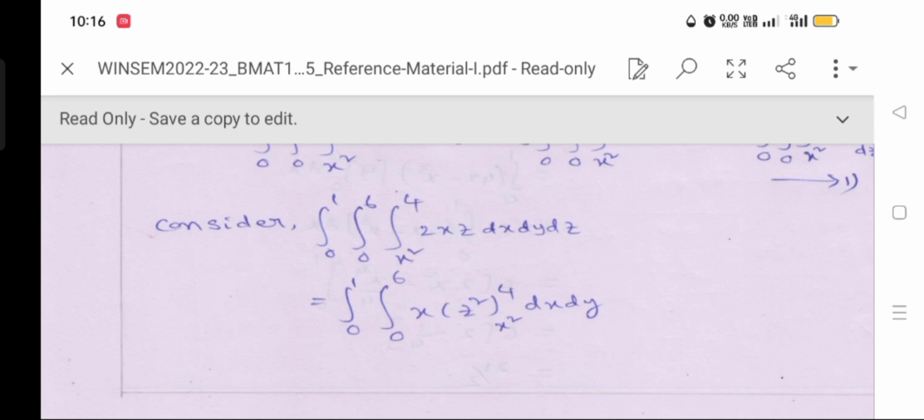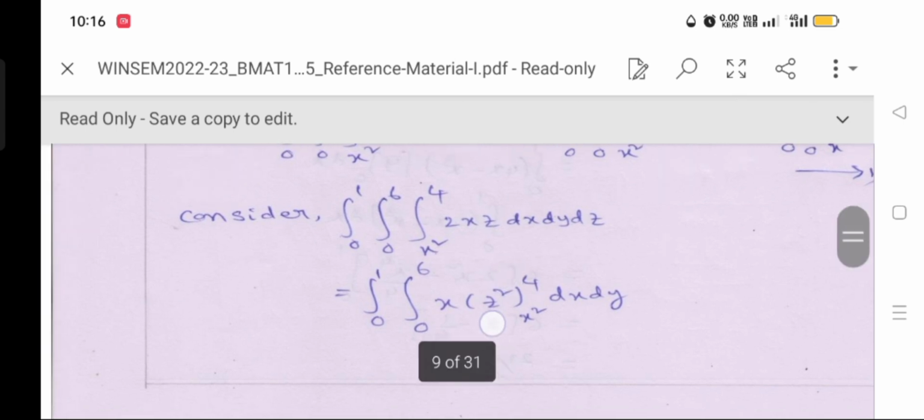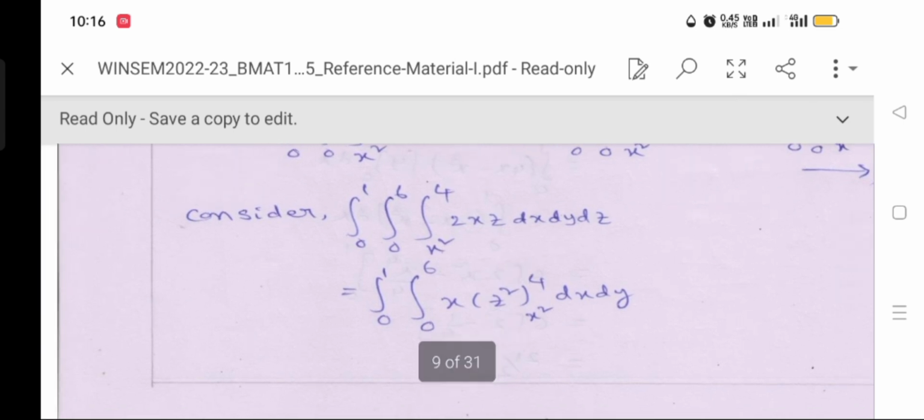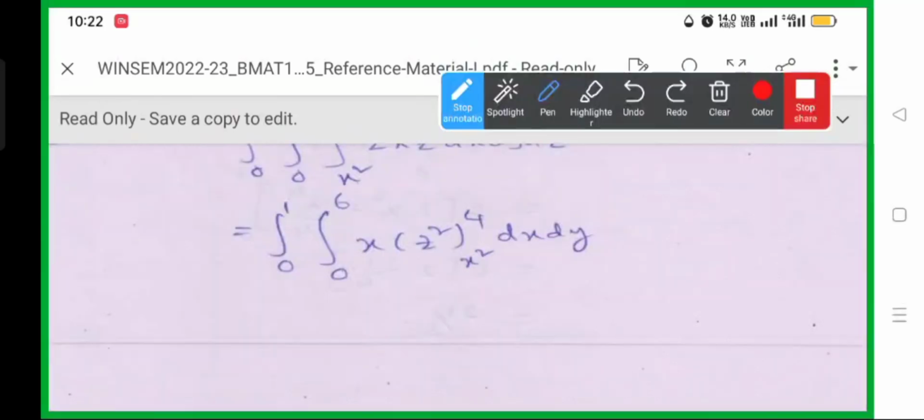Integrating with respect to z, what happens? z square by 2, and in the denominator you will get 2. So z square by 2 and the 2 get cancelled, and x will be there. Now we have the integral over 0 to 1, 0 to 6, of x times z square, with the lower limit x square and the upper limit 4, dx dy.